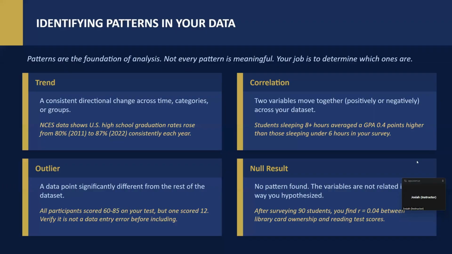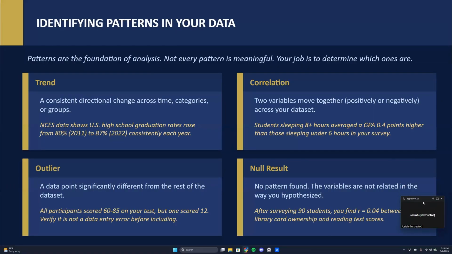Okay, so when you look at your data, there are actually three things you should try to take out of it. Two of them are really similar. The first two that are similar are trend and correlation.